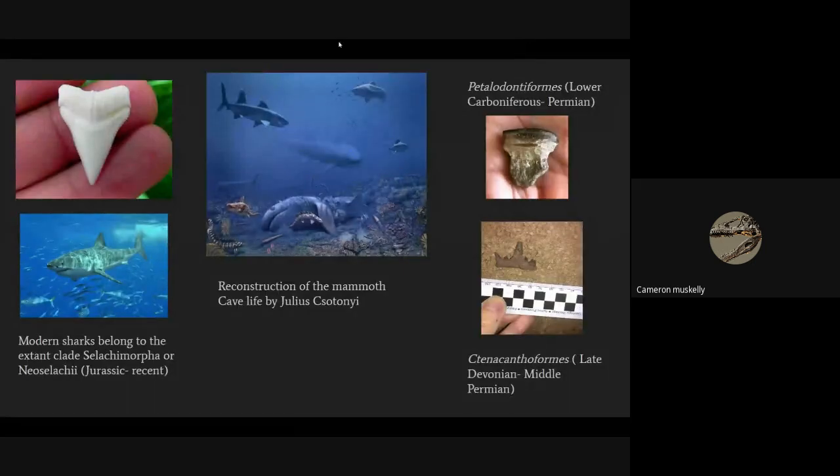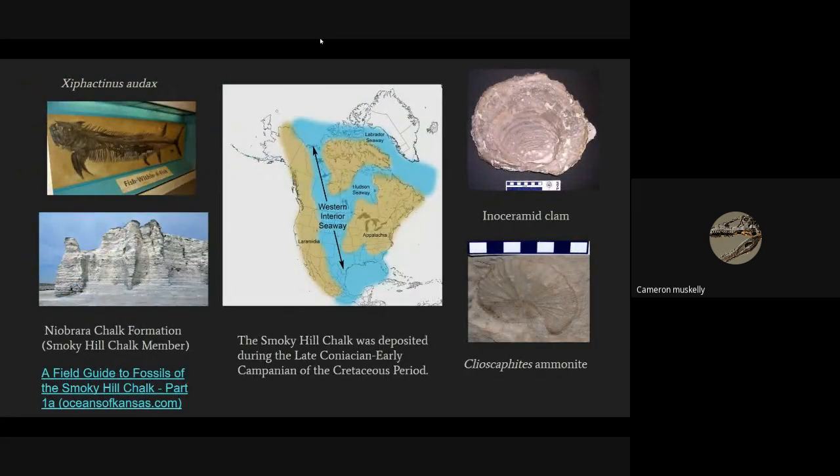So we already talked about our sharks. Let's talk about the Western Interior Seaway. The Western Interior Seaway is probably one of the more famous continental or epicontinental seas that existed within Earth's history. There have been many that have existed in the past, but the Western Interior Seaway is probably one of the last epicontinental seas that existed within the rock record that we see in Earth's history.